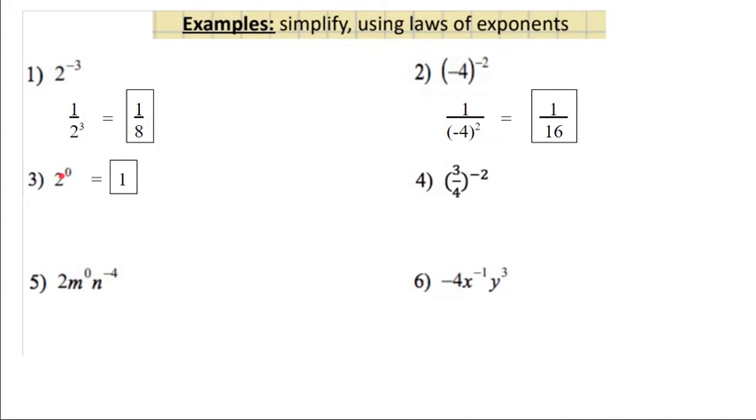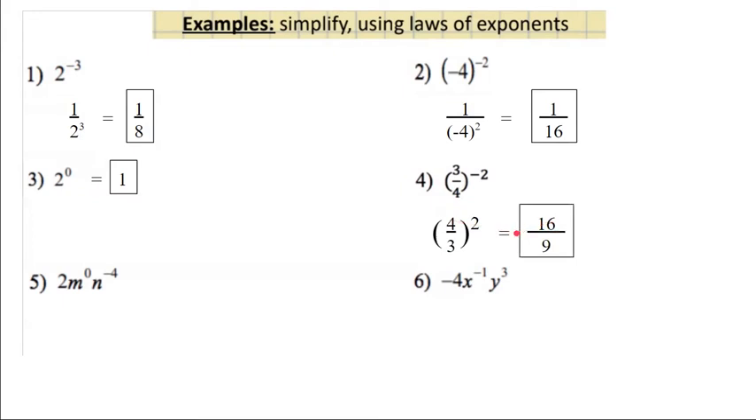Problem 4 includes a fraction. How fun! Here you can either distribute the exponent first, giving you 3 to the power of negative 2 over 4 to the power of negative 2, or you can take care of the negative exponent first, flipping the fraction to find the reciprocal, 4 over 3, and then squaring each, giving us the final answer of 16 over 9.